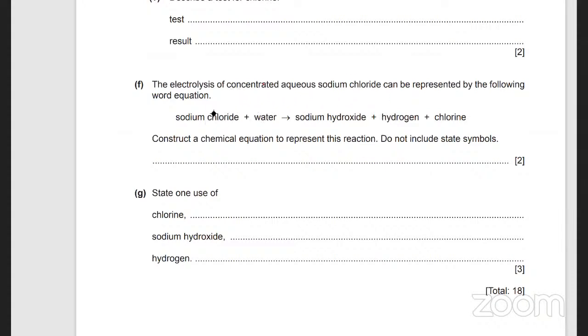So sodium chloride, that's NaCl, water, that's H2O. What is sodium hydroxide? NaOH. Remember hydrogen and chlorine are both diatomic, so H2 and Cl2. Now tell me the use of chlorine. Where do you use chlorine?